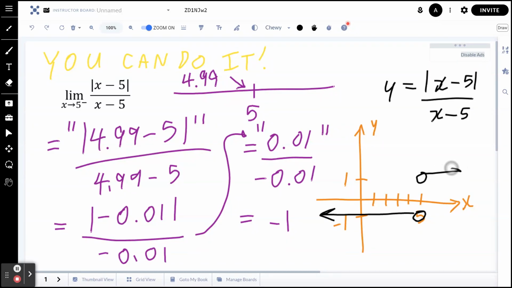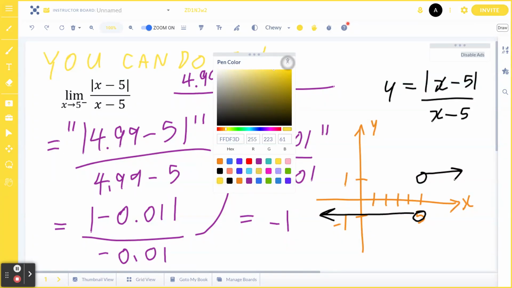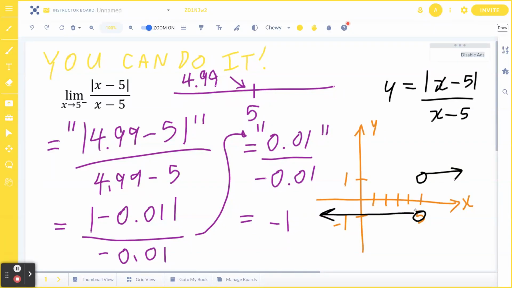Now, again, you've got to be mindful. What are we confirming? When you look at the graph and x is approaching 5 from the negative side, and again, I'll switch to this final color, from the left-hand side, the corresponding y value is going to be exactly negative 1. And that's how you can confirm you did it right. I hope this makes sense.